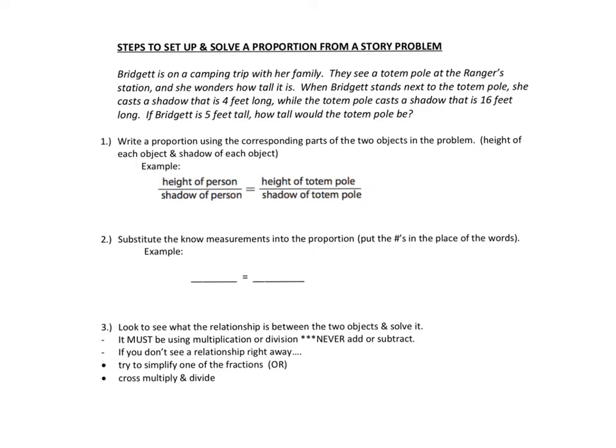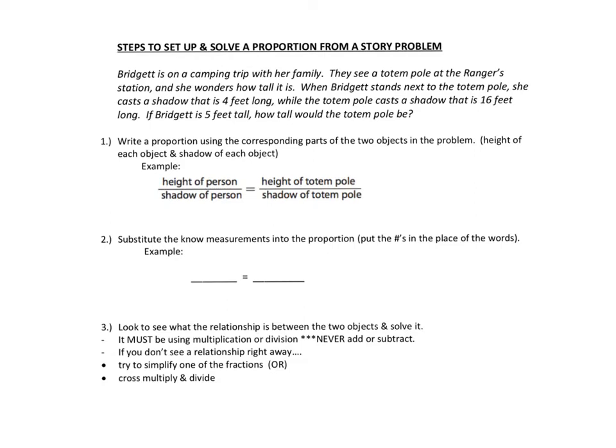Our first example says, Bridget is on a camping trip with her family. They see a totem pole at the ranger station. She wonders how tall it is. When Bridget stands next to the totem pole, she casts a shadow that is 4 feet long, while the totem pole casts a shadow that is 16 feet long. If Bridget is 5 feet tall, how tall would the totem pole be?